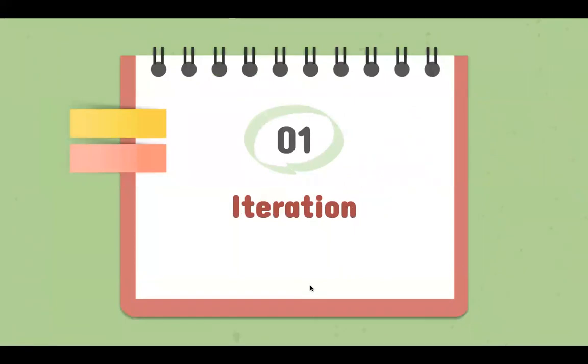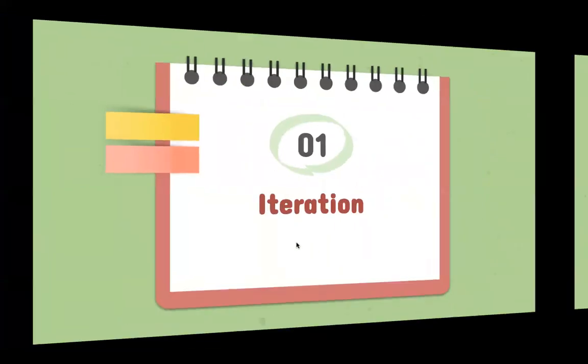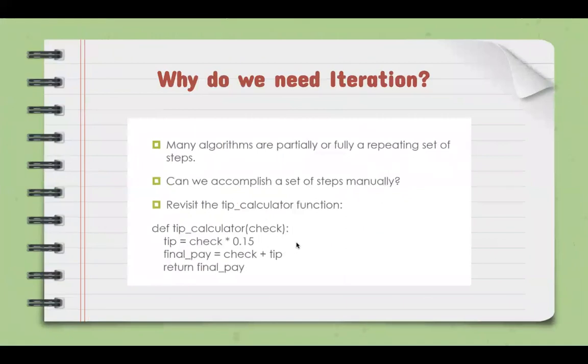So next up, we'll be going over iteration. So why do we need iteration? Many algorithms in Python or just in general are partially or fully repeating sets of steps. And if you look at this function down below, it's fine if you don't know the function format because we will be covering this later.